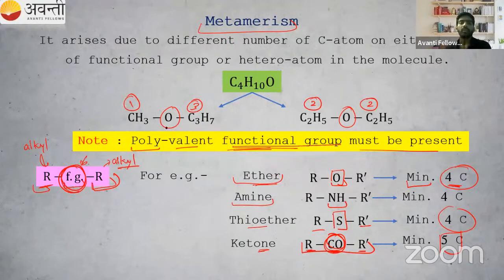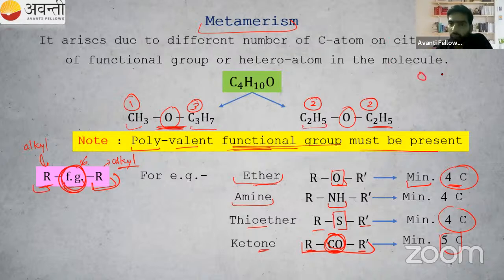ठीक है? Suppose यहाँ पे ये example यहाँ पे भी देख लो, यहाँ पे क्या, if you are here either 3 carbon and here you are having 1 carbon, so it is a metamerism. Here also you are having 2 carbon here, you are having 2 carbon here, so it is a metamerism. Let's talk about another example.